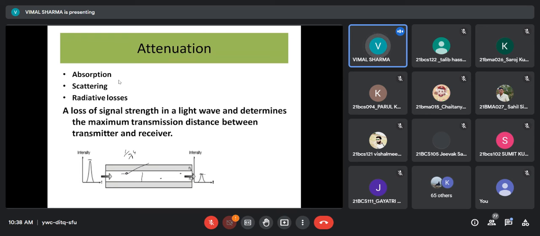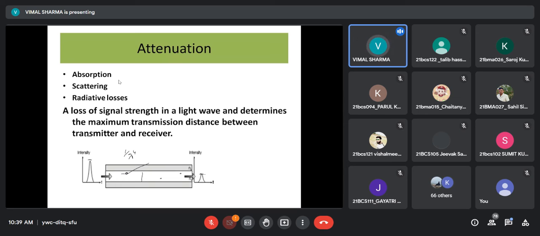Then we have Rayleigh scattering. Another is Rayleigh scattering, and it contributes maximum in attenuation. More or less 96% of the total loss is due to Rayleigh scattering.